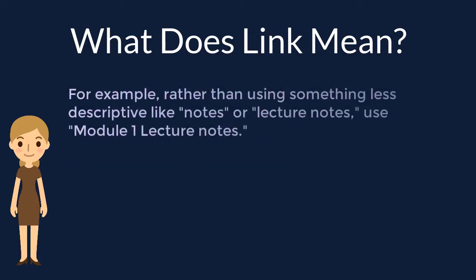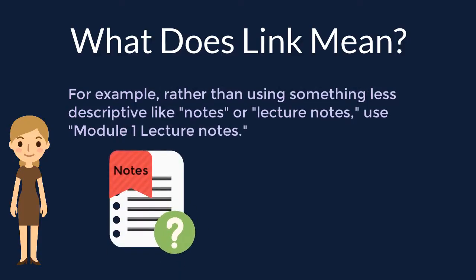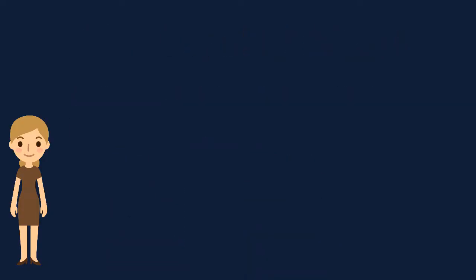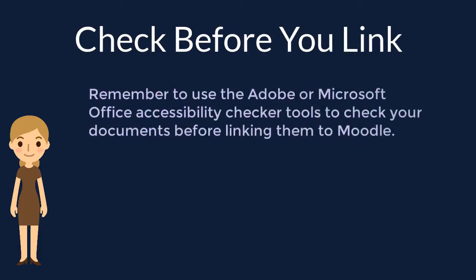For example, if you are linking the file for the first module's lecture notes, rather than using the word notes or lecture notes as your hyperlink, you should use Module 1 lecture notes. Using Module 1 lecture notes, or the document's title, informs the student that by clicking this hyperlink, they are downloading or opening the lecture notes for this module. Also, before linking a file in Moodle, remember to check it for accessibility with the Adobe or Microsoft Office Accessibility Checker tools.